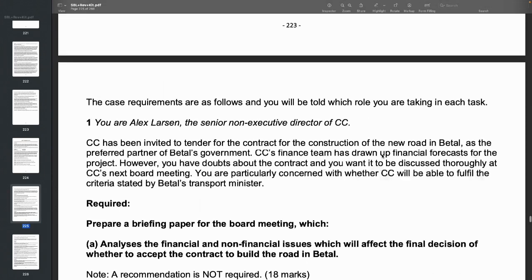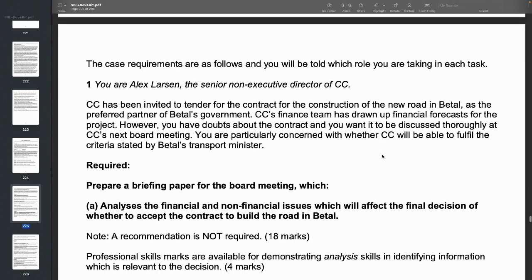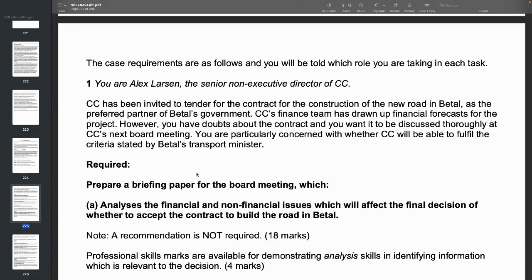So I would say you need to focus on the CC case study. I will make sure the CC case study is inside. I want you to make sure you run through the CC case study one time. Not that it will come out, but the issues will be very similar.